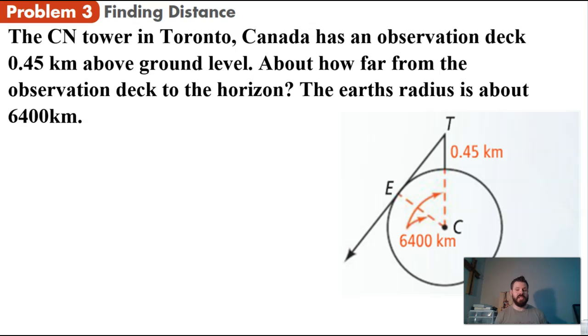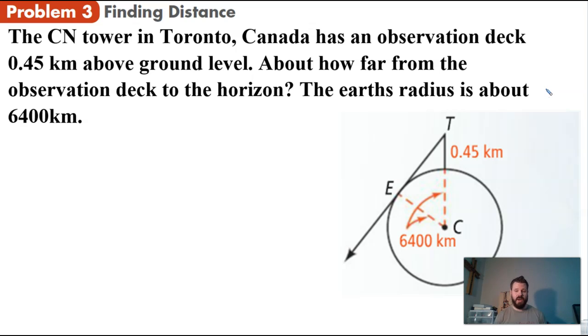All right, part 3, let's take a look at an applied problem of that example. It says the CN Tower in Toronto, Canada, I think that stands for Canadian National Tower, has an observation deck 4.45 kilometers above ground level. About how far from the observation deck is it to the horizon?